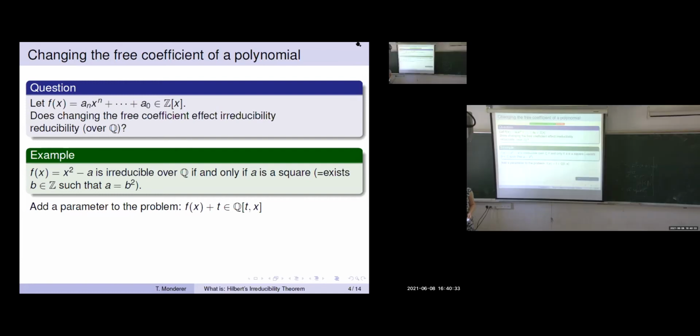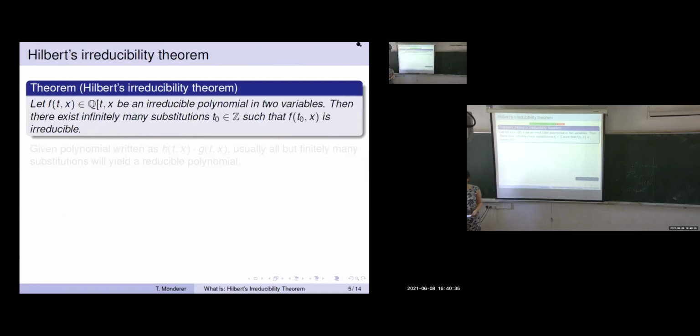So Hilbert gave a theorem that will assist us with this. And the theorem states as follows. Suppose we have an irreducible polynomial in two variables, t and x. Then there exist infinitely many substitutions in the parameter t, such that after the substitution, our polynomial remains irreducible. Okay? This is called Hilbert's Irreducibility Theorem.